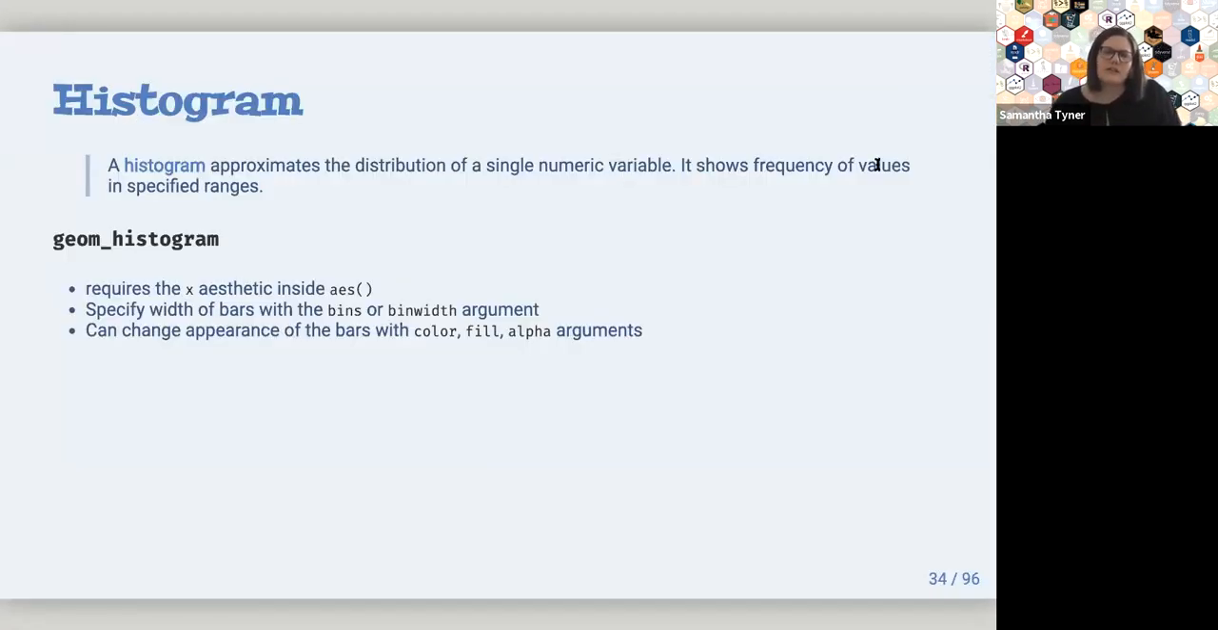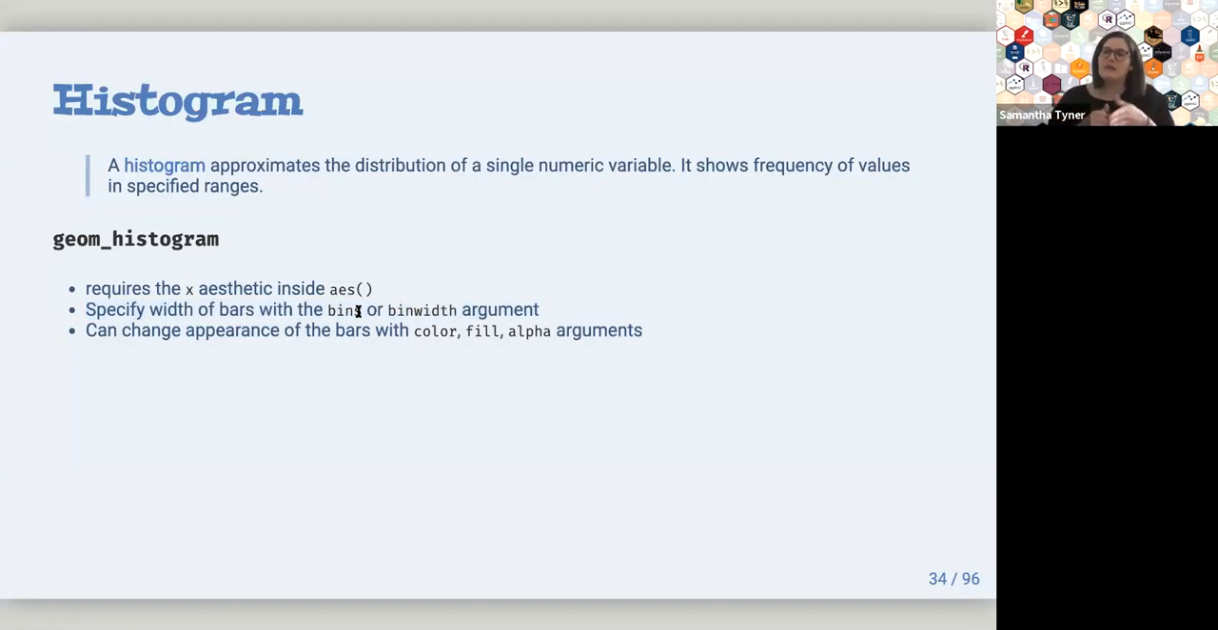First we're going to talk about histograms. A histogram is your basic visual approximation for a numeric variable. It shows the frequency of values in the range of the data. What you need is the geom_histogram function. You need the x aesthetic to map, and you need to specify the width of the bins, or the width of the bars.